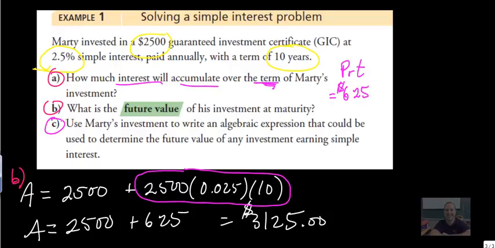Okay, so C, algebraic expression. They're basically asking you to put this all together in an algebraic expression, which is really easy. It's the formula that I gave you. So A equals P plus PRT.